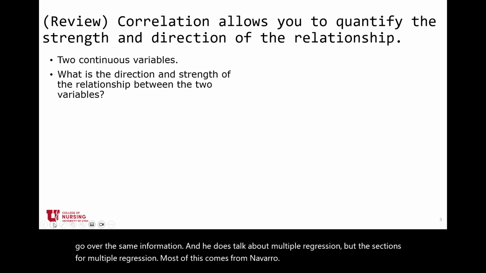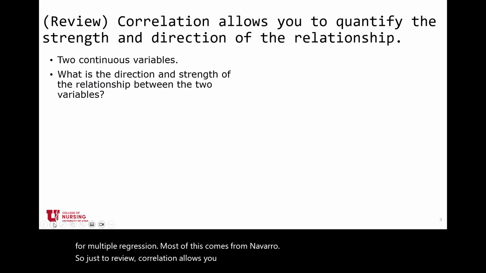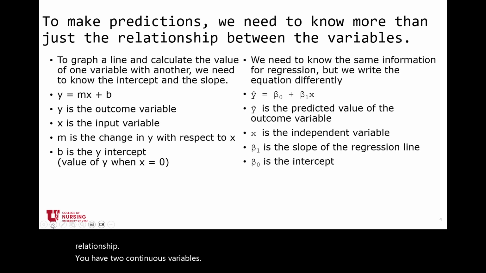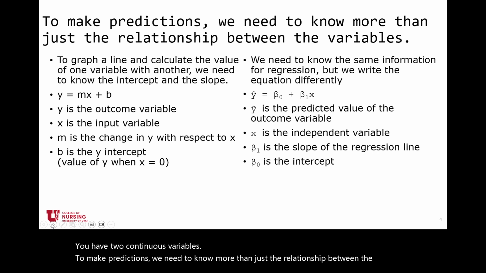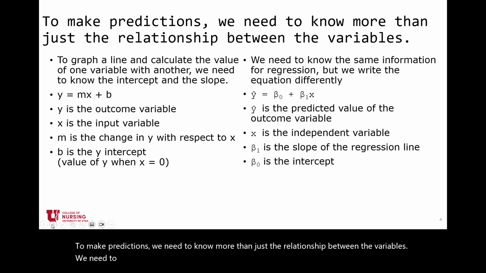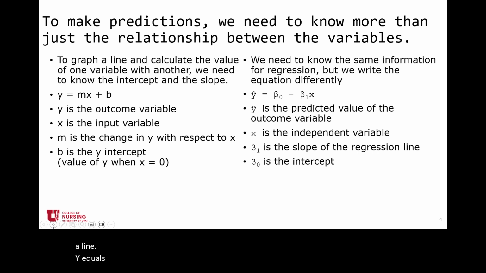So just to review, correlation allows you to quantify the strength and direction of a relationship. You have two continuous variables. To make predictions, we need to know more than just the relationship between the variables. We need to also know the y-intercept. And last week we talked a little about the equation for a line. Y equals mx plus b is what we all learn in the United States.